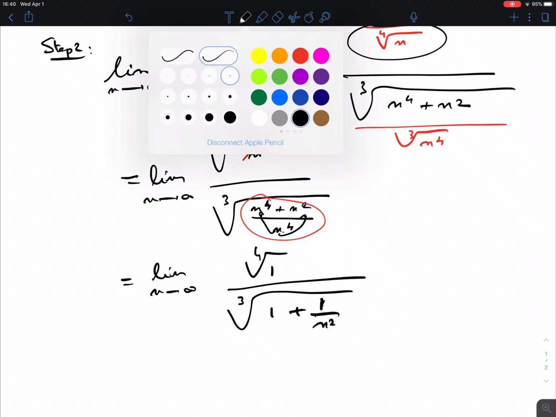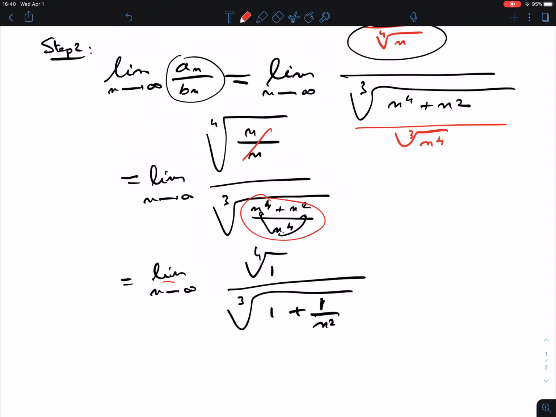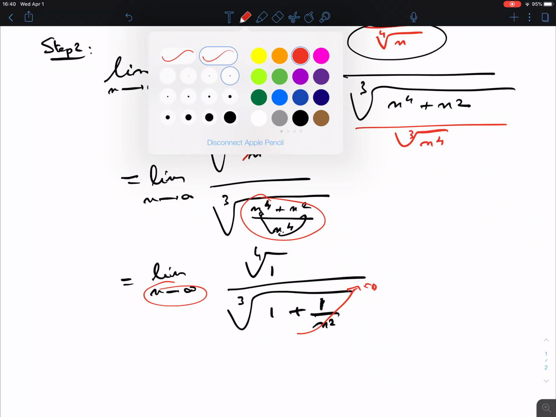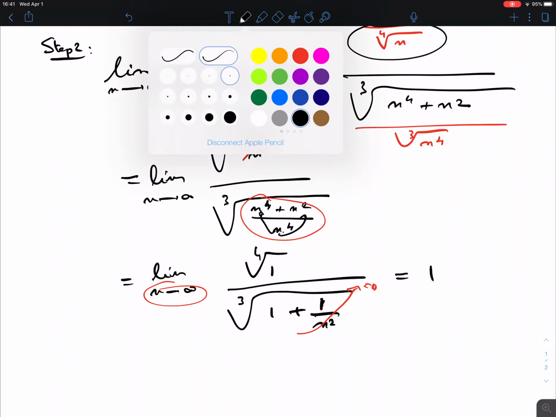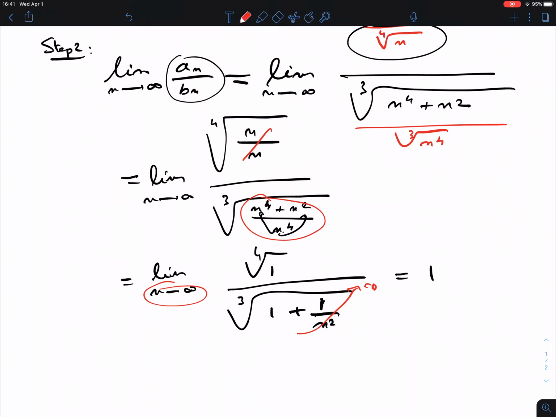Now if I plug in infinity, as this limit is always trying to plug in infinity, I get 1 over infinity squared, that is 0. And what is left is the fourth root of 1 divided by the cube root of 1, which is all 1. Now, should it be less than 1, bigger than 1? No. What matters here is that this is not 0 or infinity.